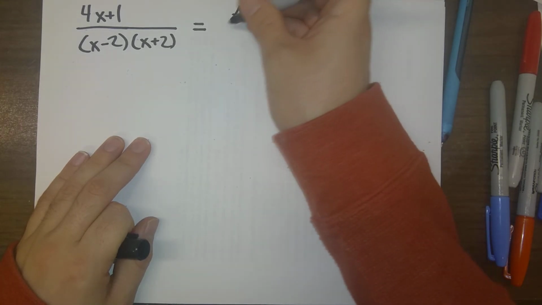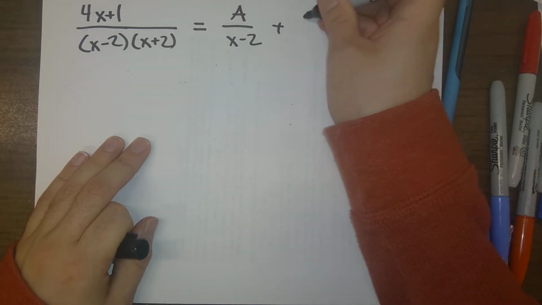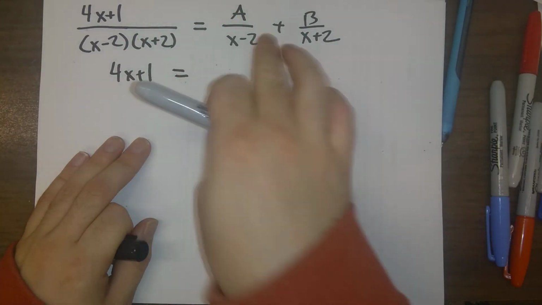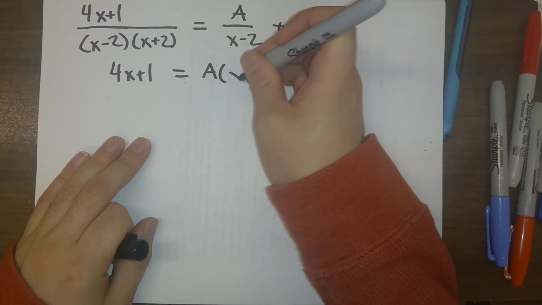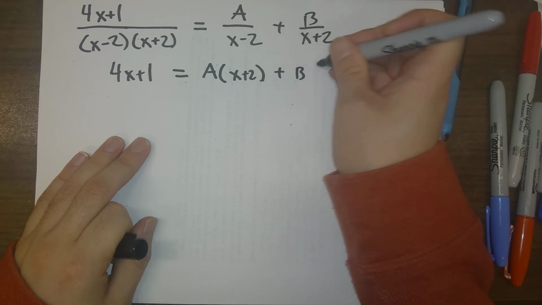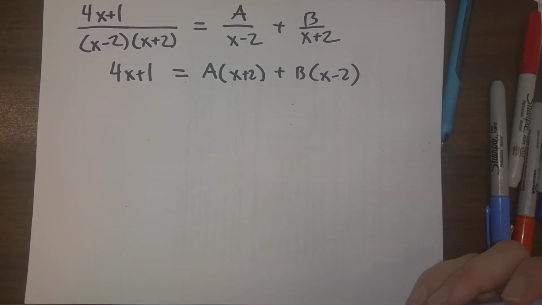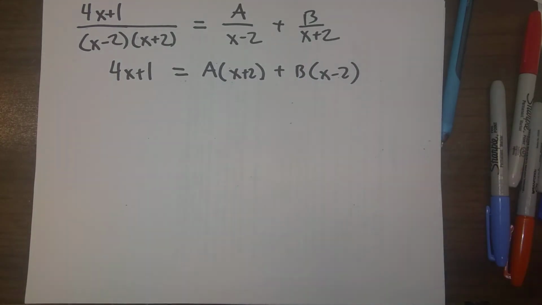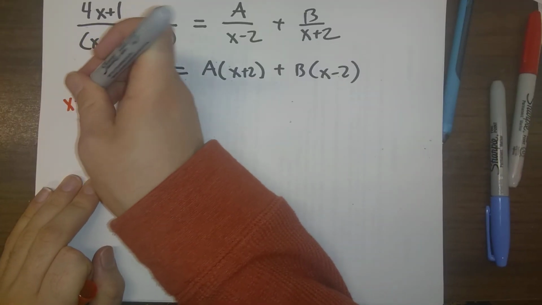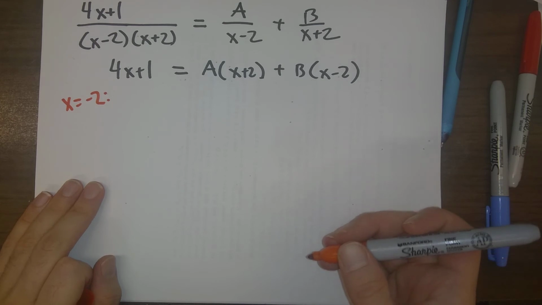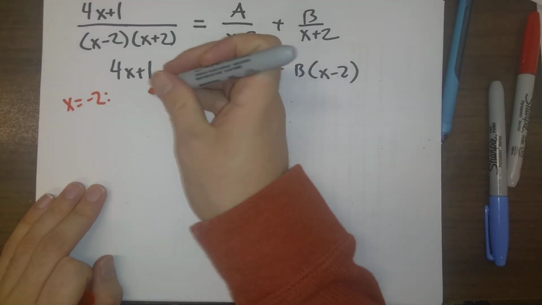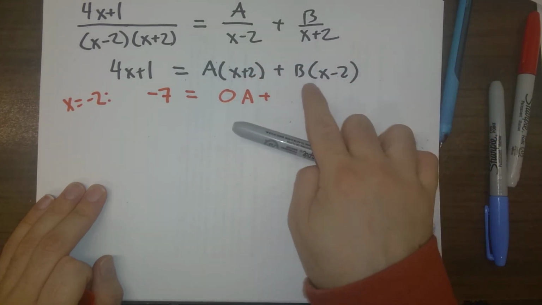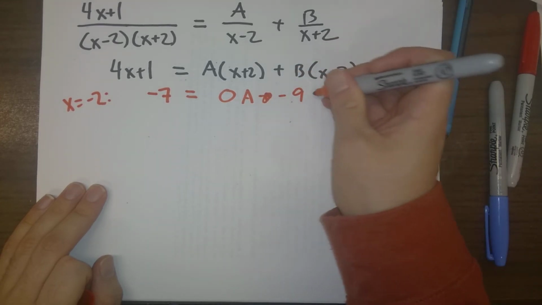So we know this is going to have the form a over x minus 2 plus b over x plus 2. And so 4x plus 1 equals, cross multiplying here, a times x plus 2 plus b times x minus 2. Now let's just plug in the obvious values: x equal to minus 2 and x equal to plus 2. So x is equal to minus 2. We end up with minus 7 is equal to 0a plus b times minus 2 minus 2.